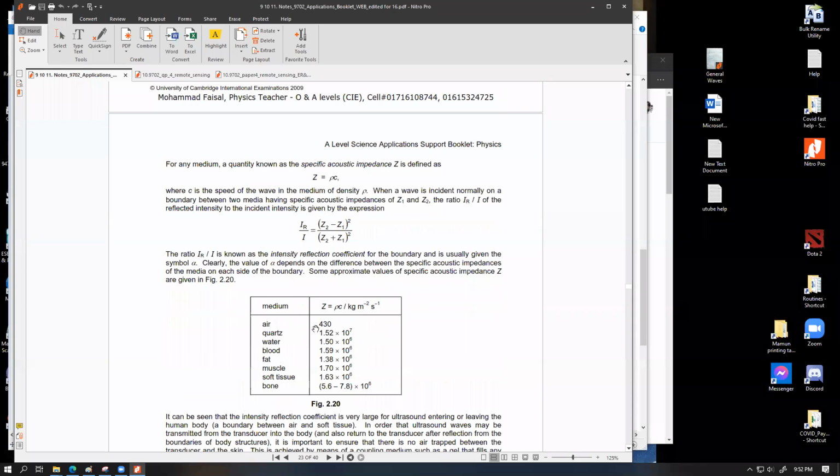What really happens if you have a look over here: air has a Z of about 430, but the other materials, quartz, water, blood, fat, muscle, have a really different value of acoustic impedance. This means that whenever sound travels from any medium into air or from air into any medium, the amount of reflection would be extremely weak, because this difference would be very small.